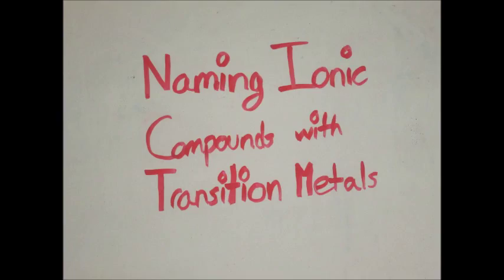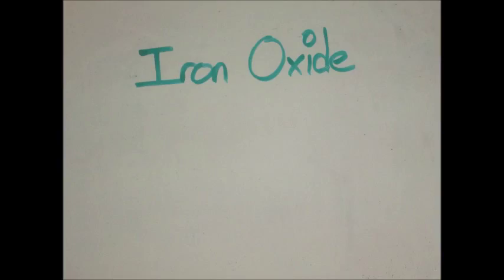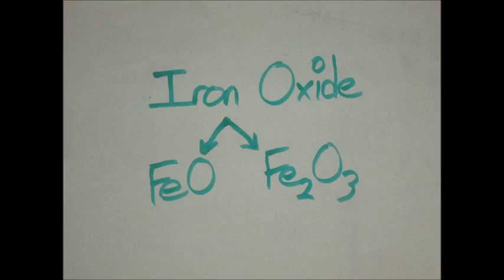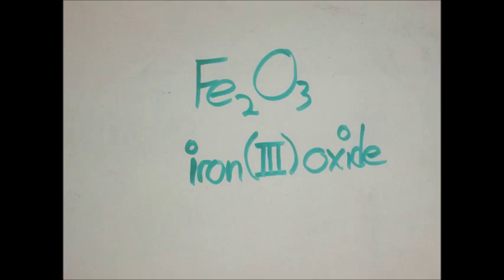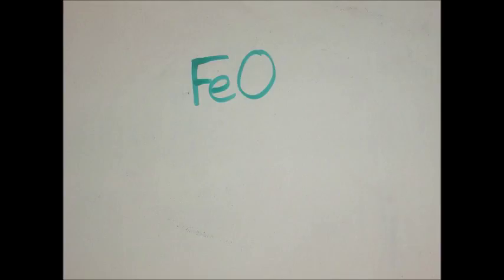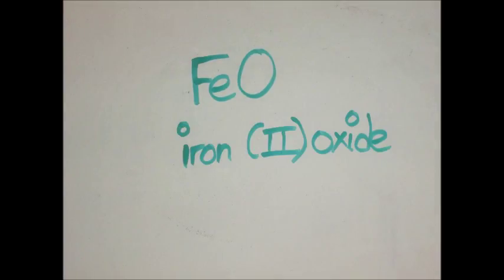Naming ionic compounds with transition metals. When naming ionic compounds with transition metals, a name such as iron oxide could refer to multiple compounds. So in order to distinguish whether the name refers to FeO or Fe2O3, we need to add the charge of the transition metal to its name. This is done with Roman numerals and is added after the transition metal, but before the anion. So if we're talking about Fe2O3, then it's iron(III) oxide, while FeO is iron(II) oxide.